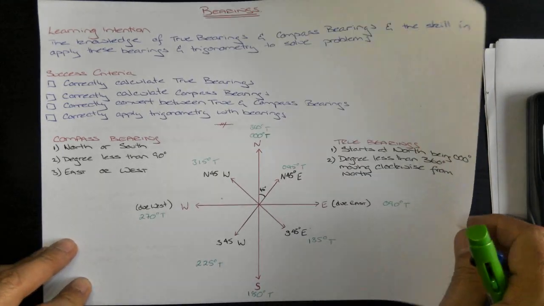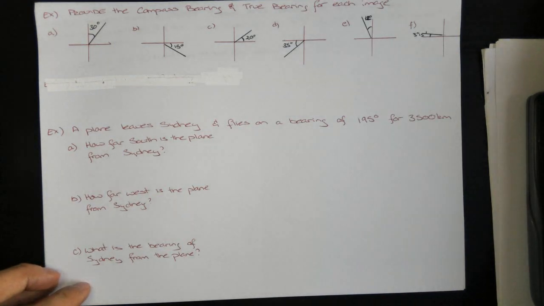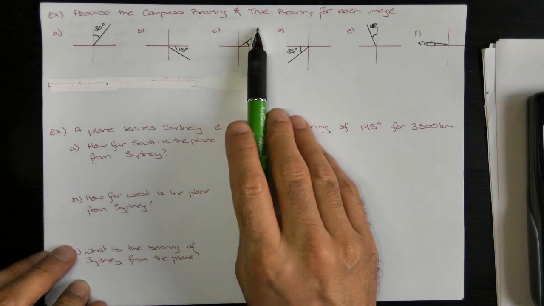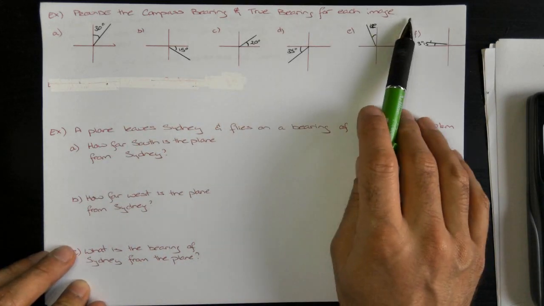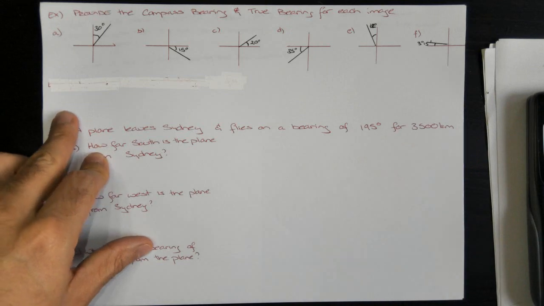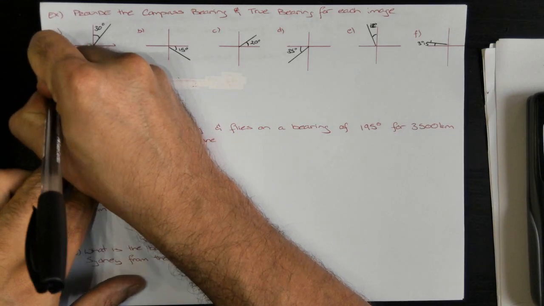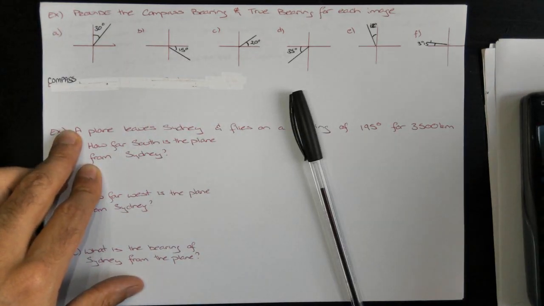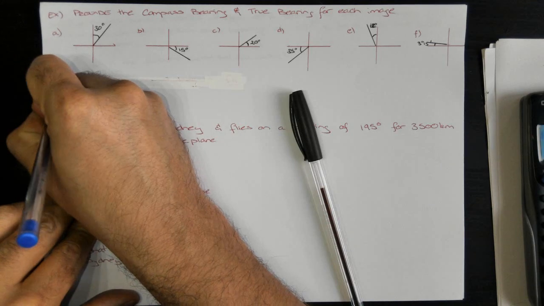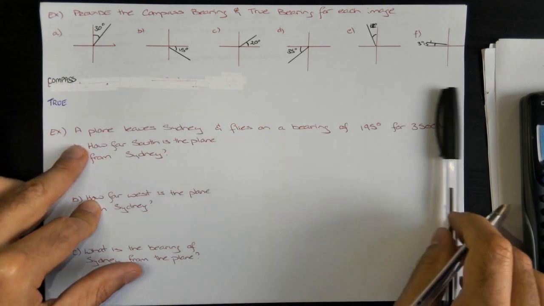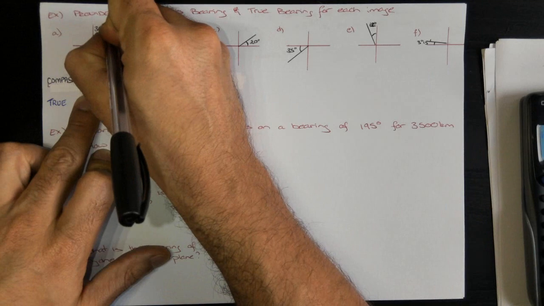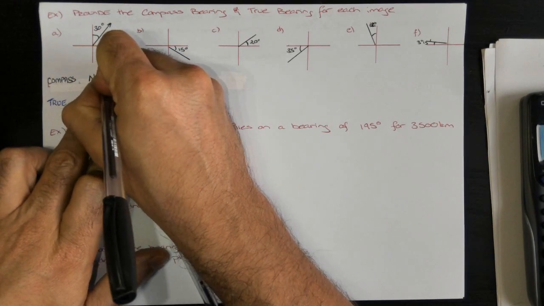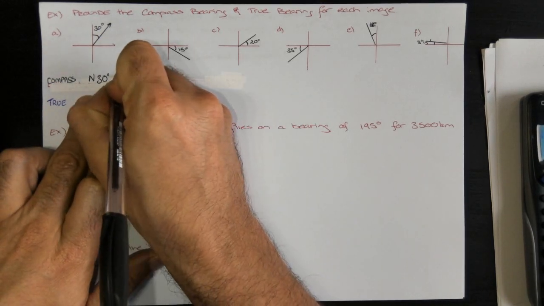Let's do some examples. Okay. So it says provide the compass bearing and the true bearings for each image. Okay, I'm going to do compass bearings in black, and then I'll do my true bearings in blue. Okay. Well, here, there's my line. I'm facing north. I'm moving 30 degrees, and I'm going in an easterly direction.